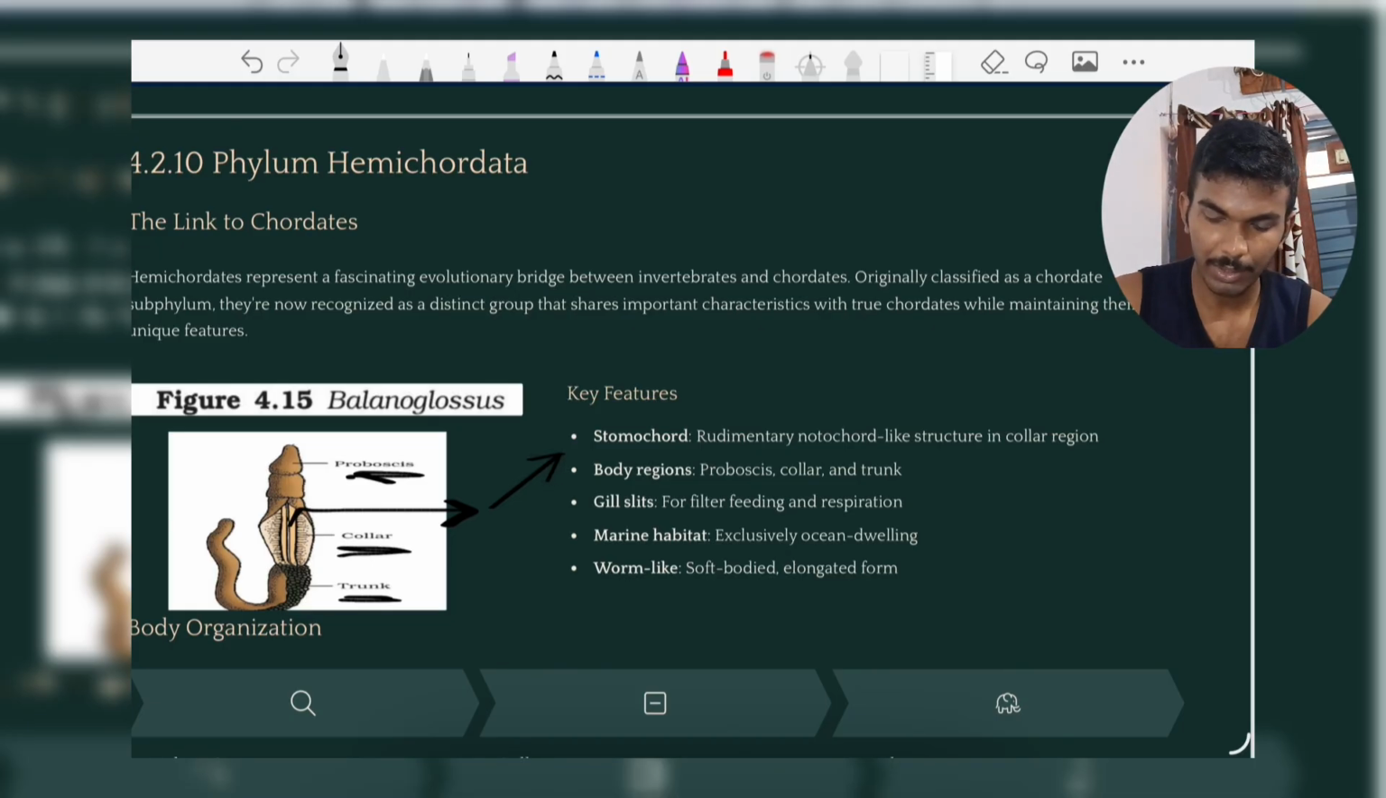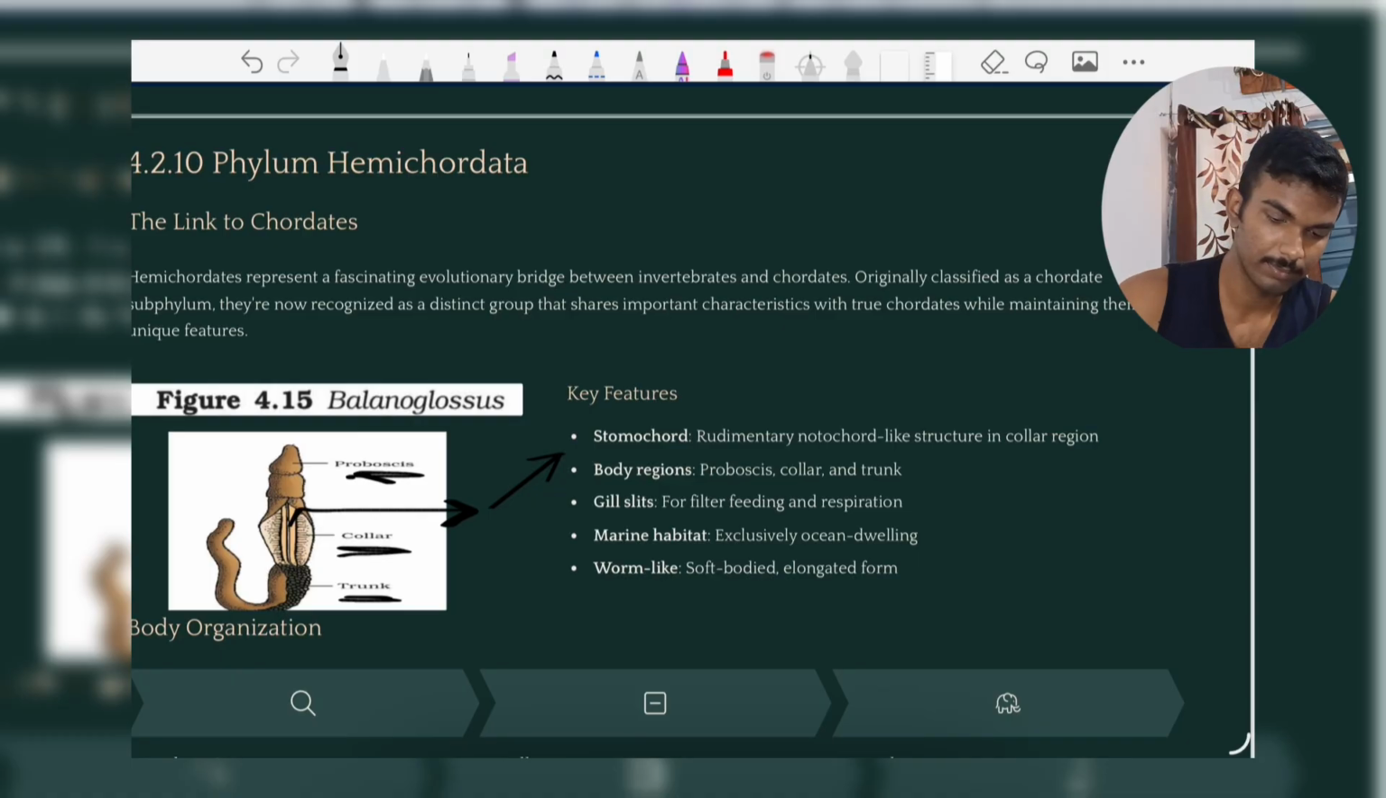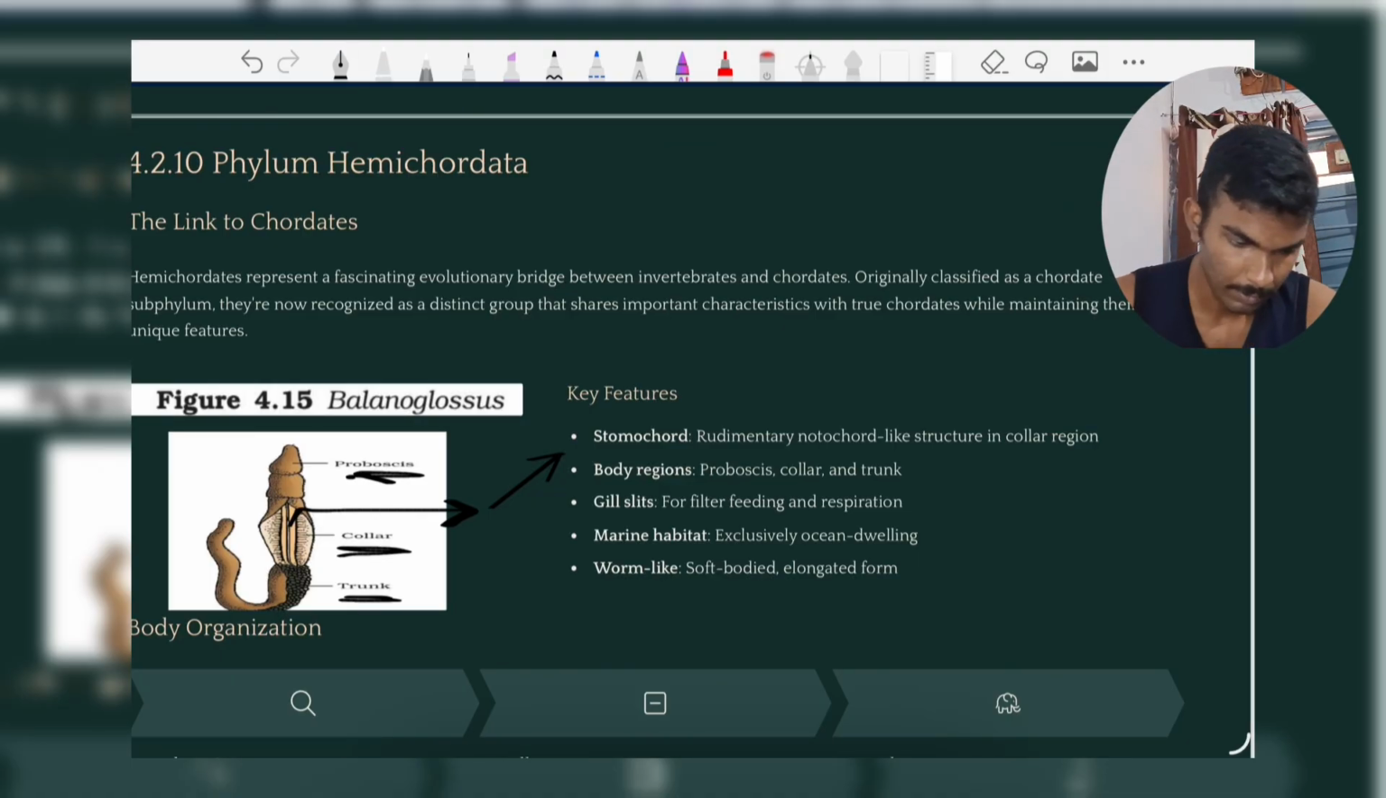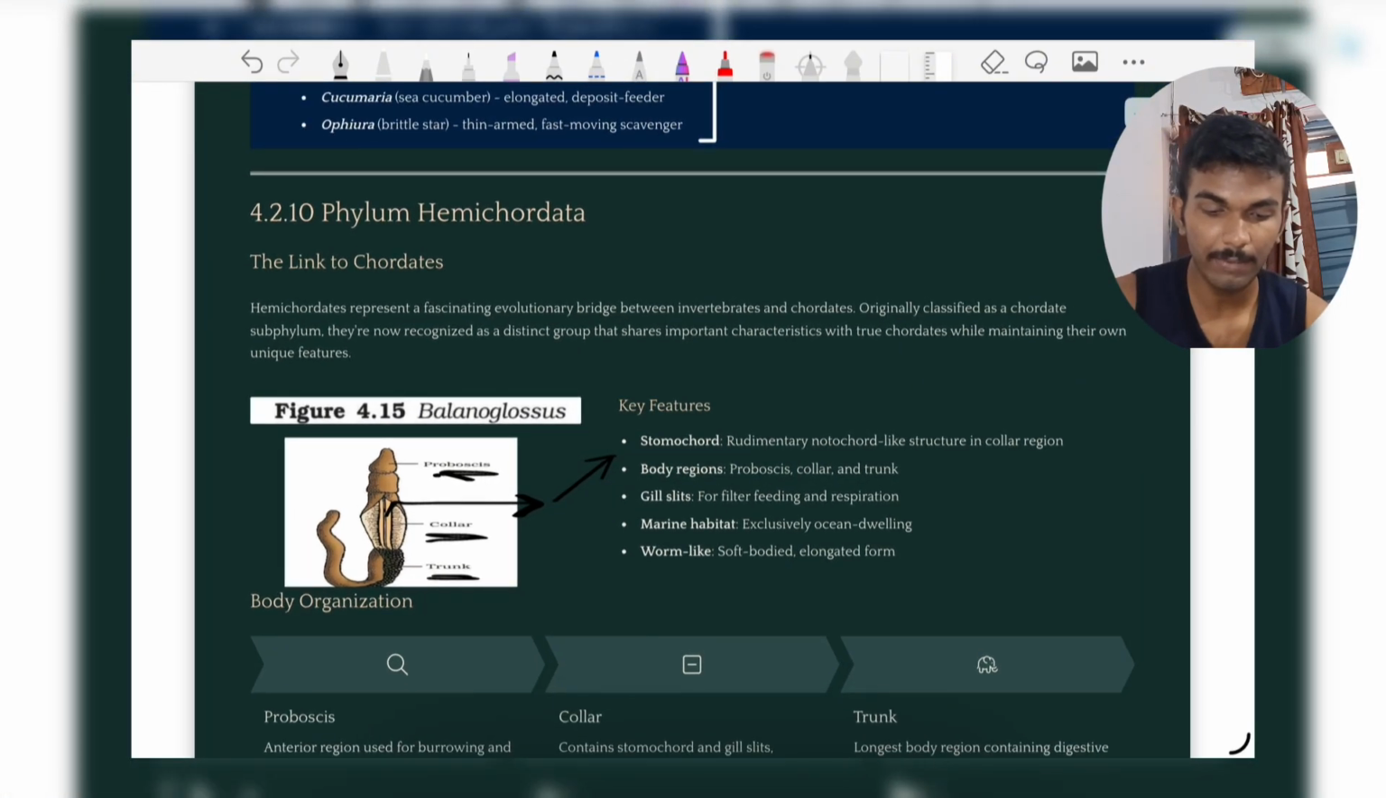Rudimentary notochord-like structure in the collar region. Hemichordata represent a fascinating evolutionary bridge between invertebrates and chordates. Originally classified as a chordate subphylum, they are now recognized as a different group that shares important characteristics with true chordates while maintaining their own unique features.